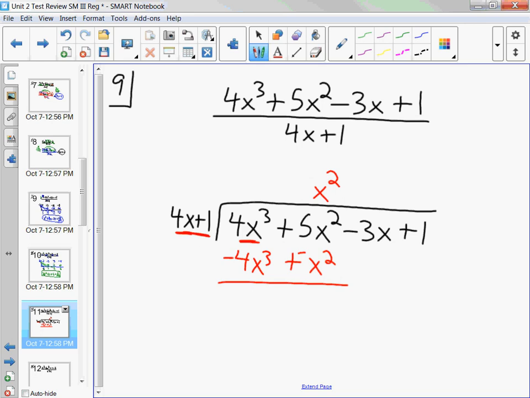I add 4x cubed, I get 0. I add 5x squared and a negative x squared, I get 4x squared. I bring down the negative 3x, and I repeat the process. What can I multiply 4x by to get 4x squared? And I know that is x. So I multiply the x by 4x plus 1, my divisor. So x times 4x is 4x squared. Those numbers should always be the same. X times 1 is x.